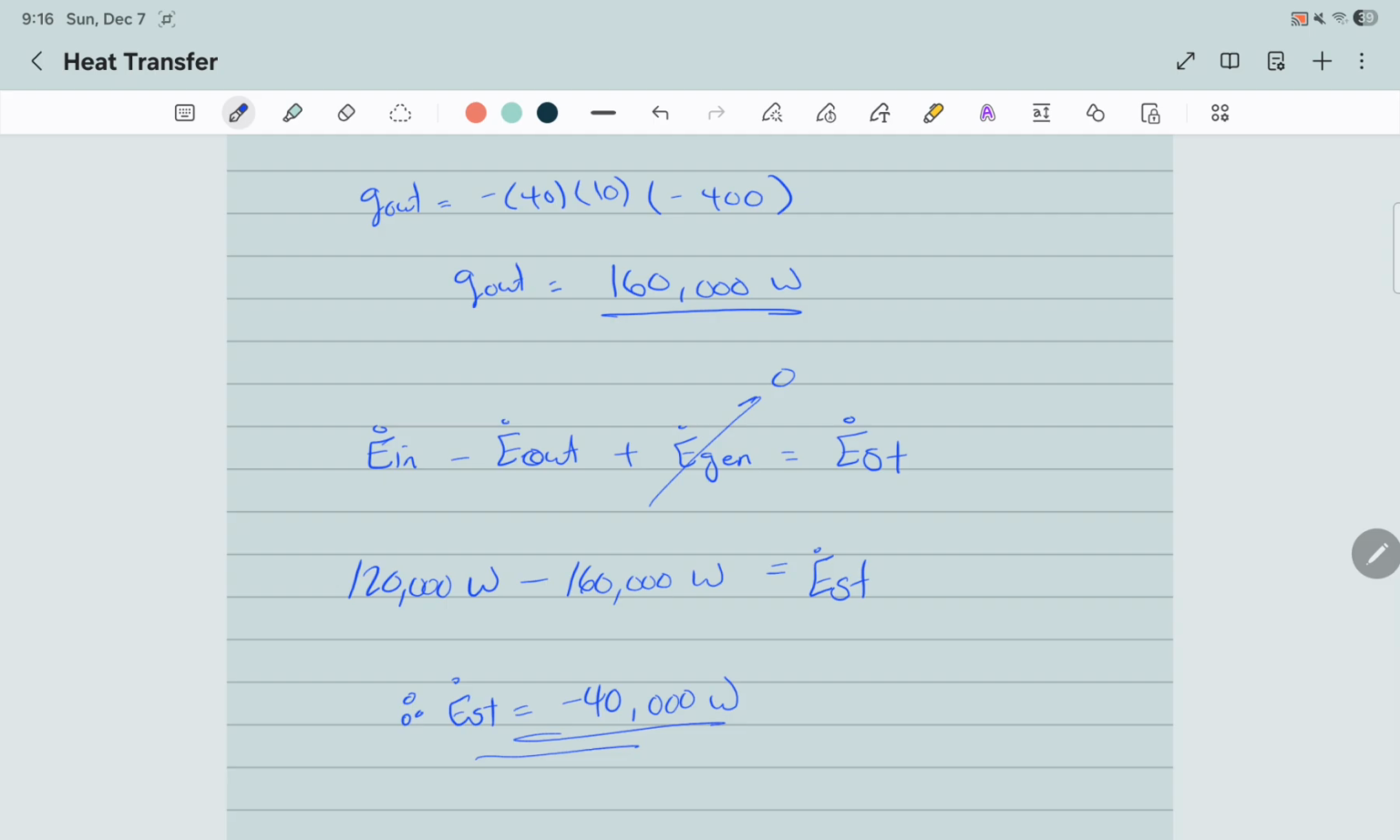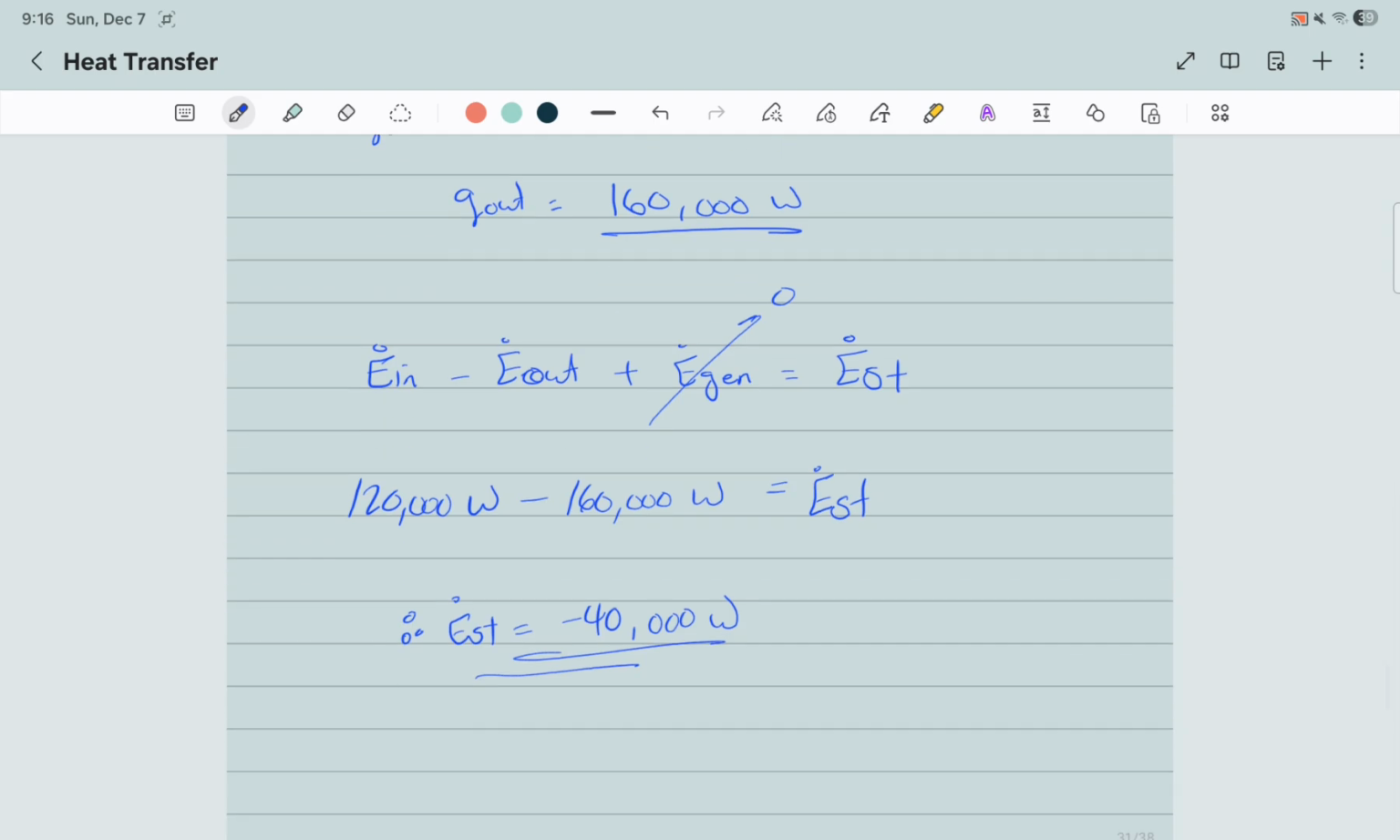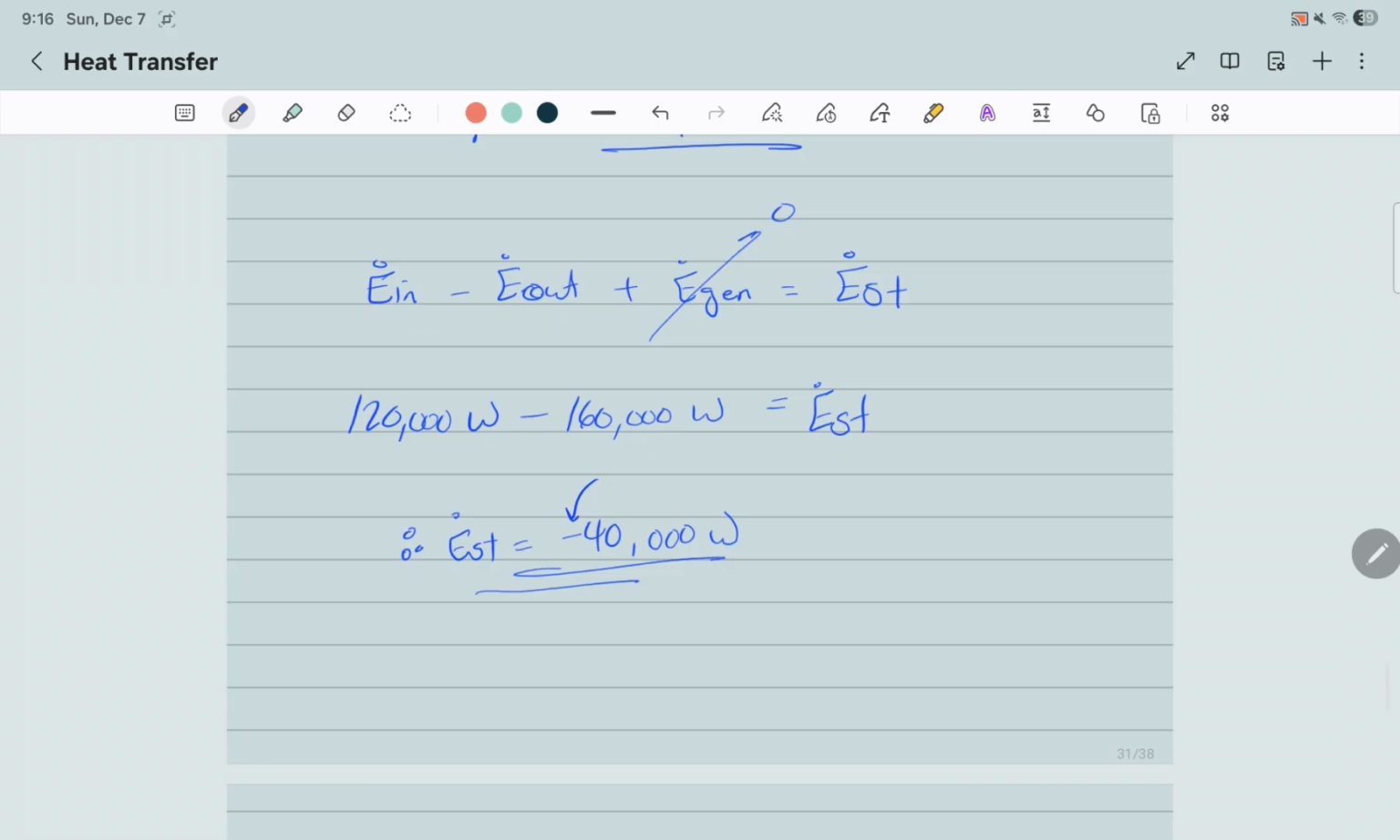That right there shows you that there's no energy being stored because it's negative, where in reality the energy generated equals 140,000 watts. That's the correct answer. That's it for this class, and see you in the next one.